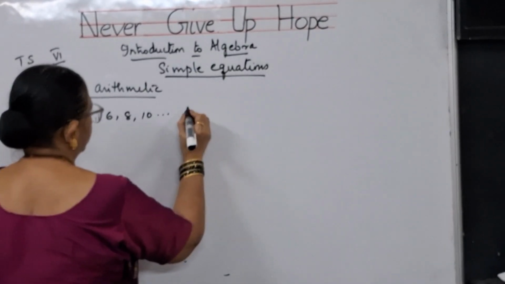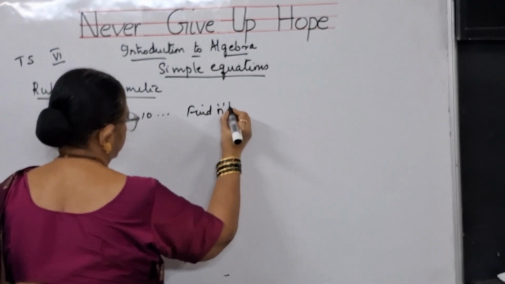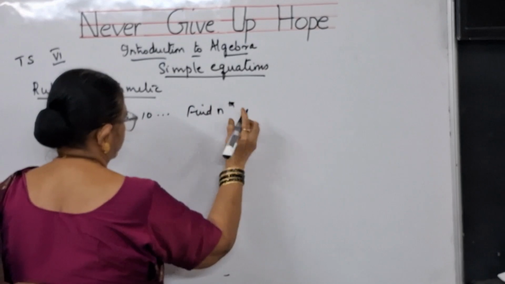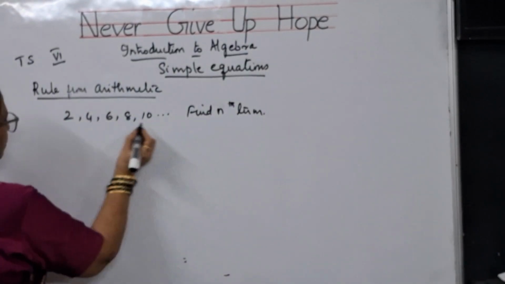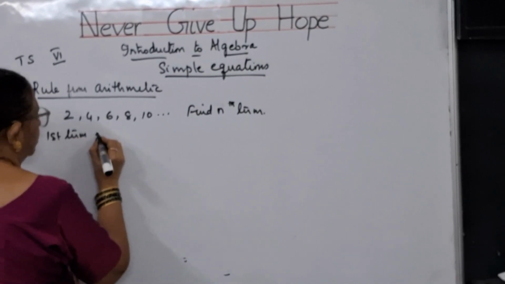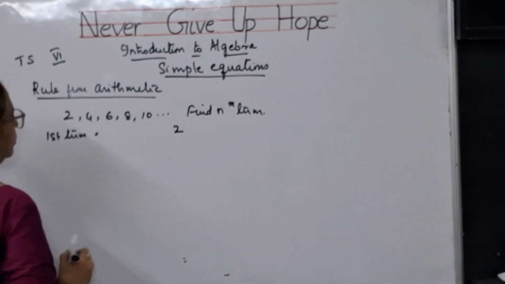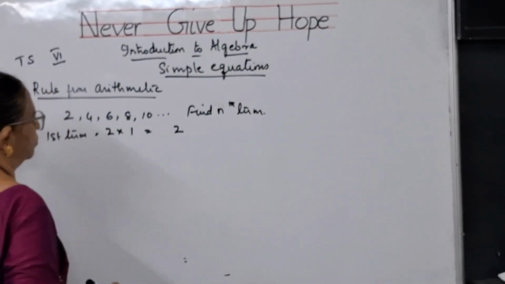Here you have to find the nth term. This is the question. So in this, what is the first term? First term you have got as 2. How can you write 2? If you multiply 2 with 1, you are getting 2.